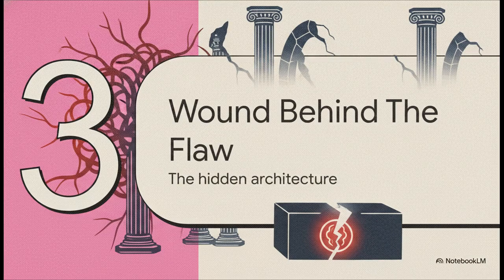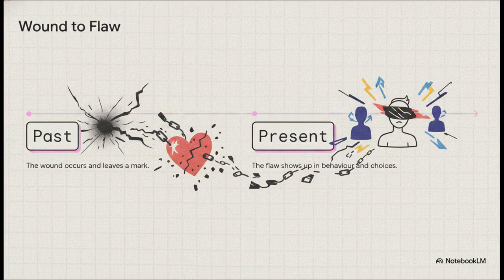The hidden architecture. Now, what's really interesting about this slide is how we pivot to that hidden architecture, the past event that actually creates the fatal flaw. Let's track how these two elements interact chronologically. In the past, usually way before the story even starts, the wound occurs, and it leaves a mark on the character. Then, fast forward to the present day of the narrative, and the flaw shows up in their behavior, their choices, and their blind spots.